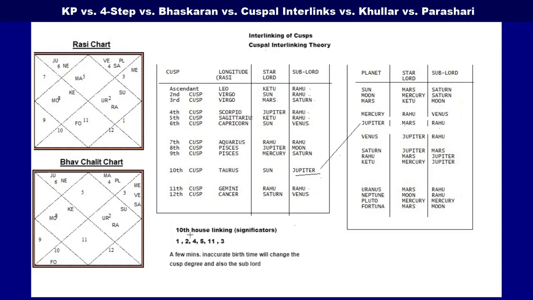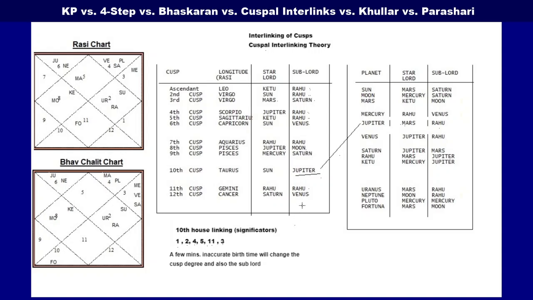So what you say is that the 10th cusp is linked to the houses 1, 2, 4, 5, 11, 3. This is how they prepare a list of significators in the Cuspal interlinking method. So now you see that this is totally dependent on the position of the sublord, especially the cuspal sublord.